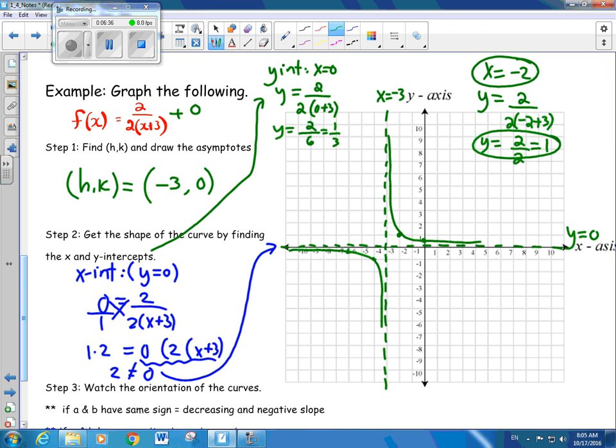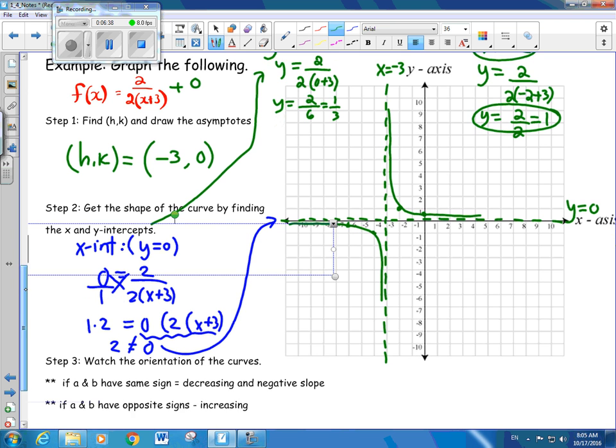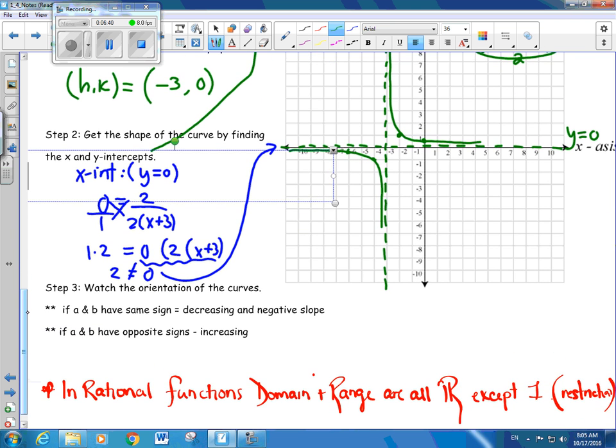Be careful again. If A and B have the same sign, so if they're both positive, it's like this. But if one or the other is opposite, then it's going to be switched. Okay, so we're going to stop here for now.